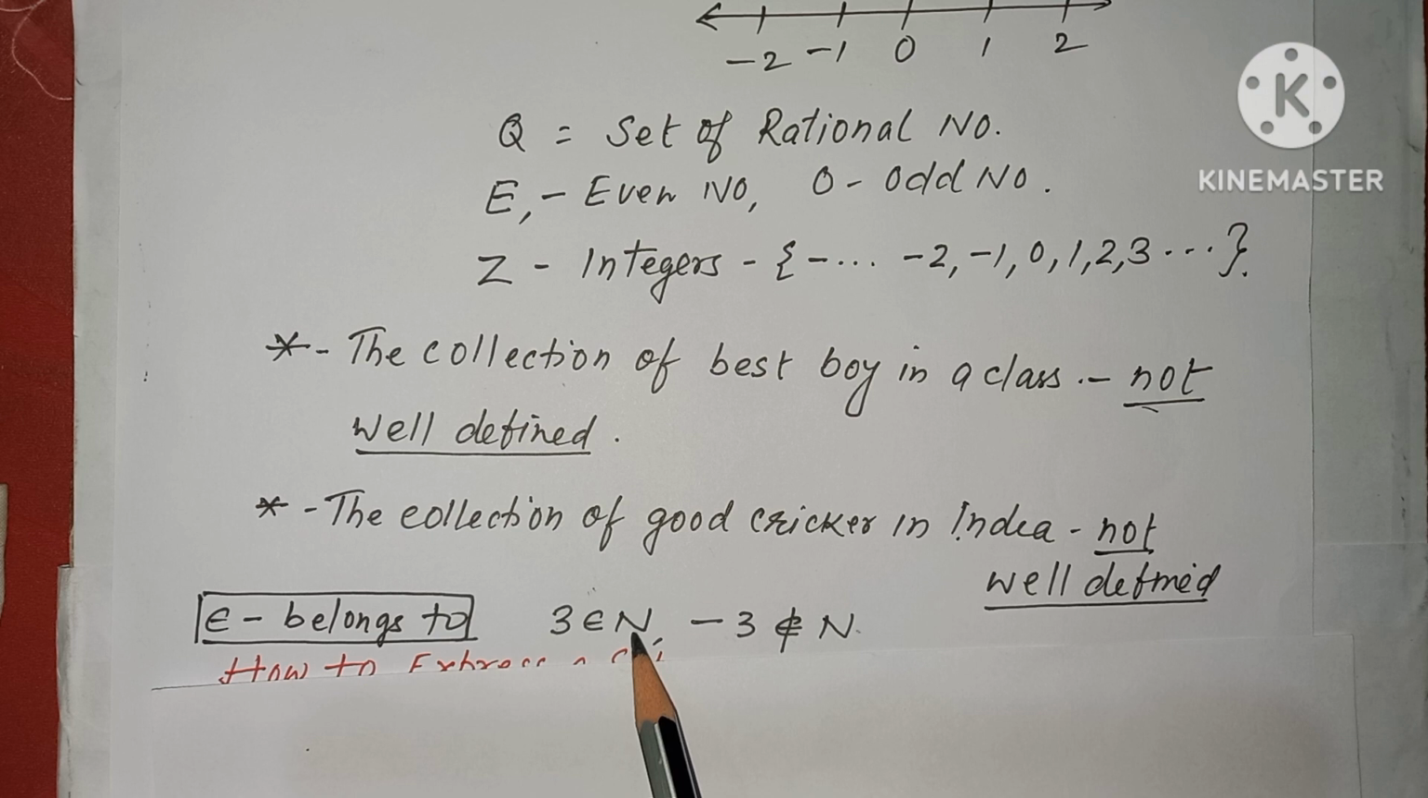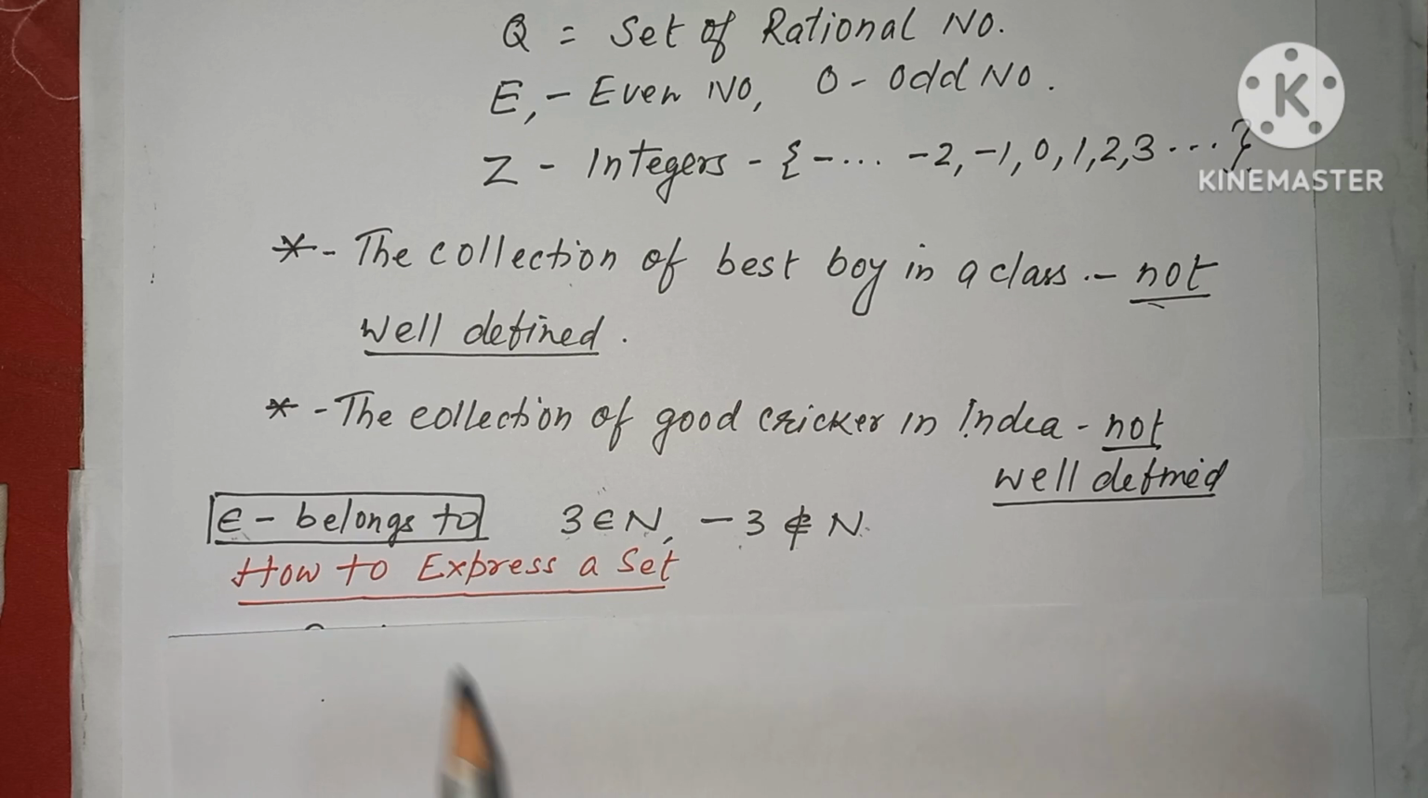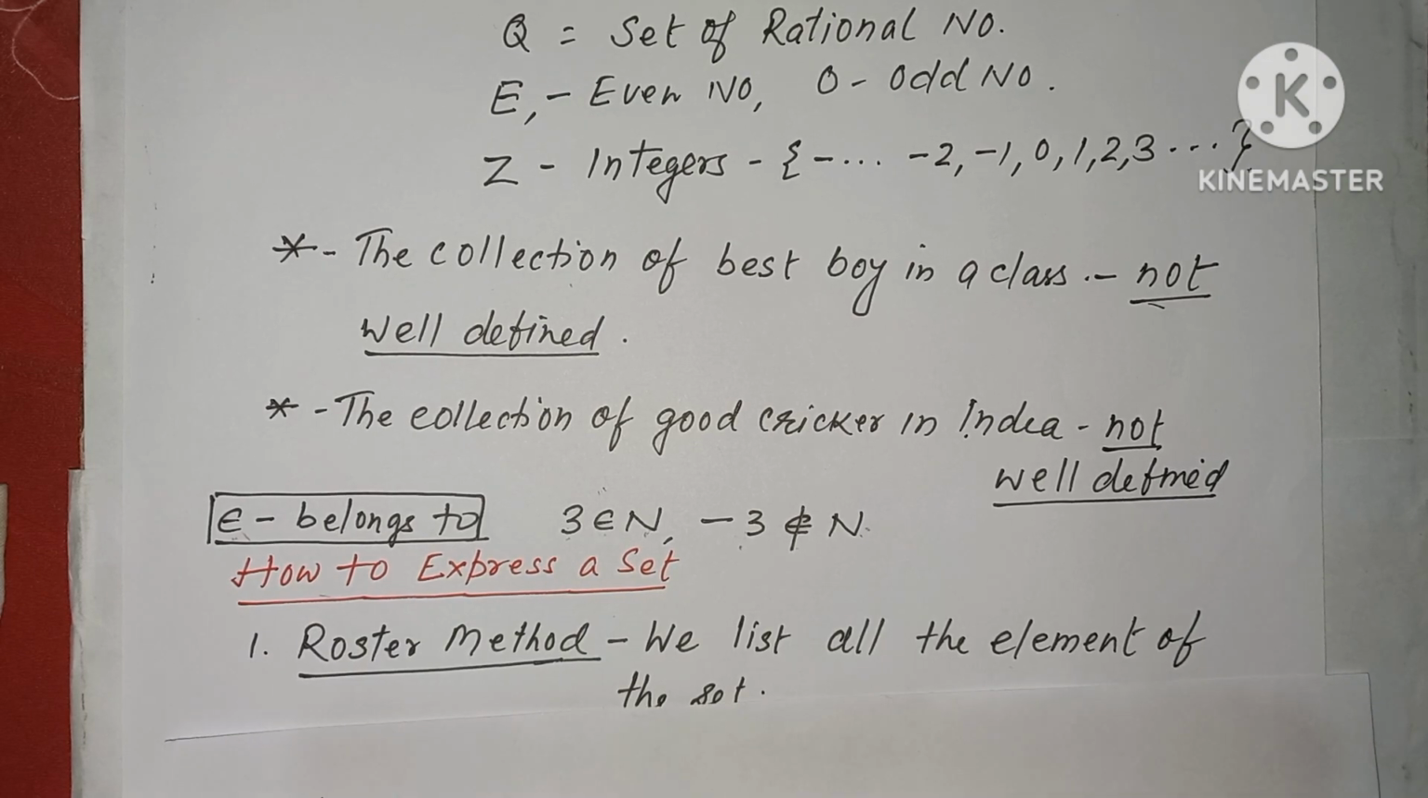This is the natural number N and you know that 3 natural number का element होता है. So 3 belongs to N. This symbol is called belongs to, but -3 does not belong to N. How to express a set? We can write any set in 2 ways.